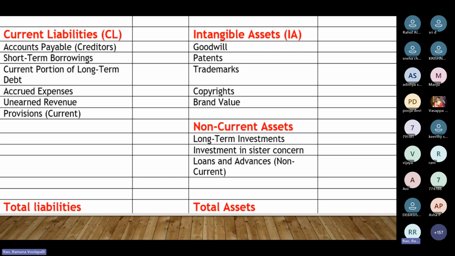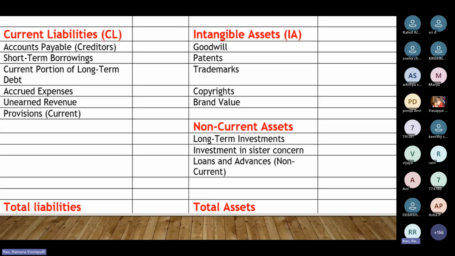Then non-current assets: some long-term investment in sister concern, any loan and advances if the firm has given, that comes into non-current assets. Like current assets are important, current liabilities are also important. In current liabilities, what will come? Accounts payable, that is also known as bills payable. Then creditors, then short-term borrowings, current portion of long-term loan, means EMI payable within 1 year will come into current liabilities. The term loan will come into long-term liabilities, but EMI payable within 1 year will come in current liability.